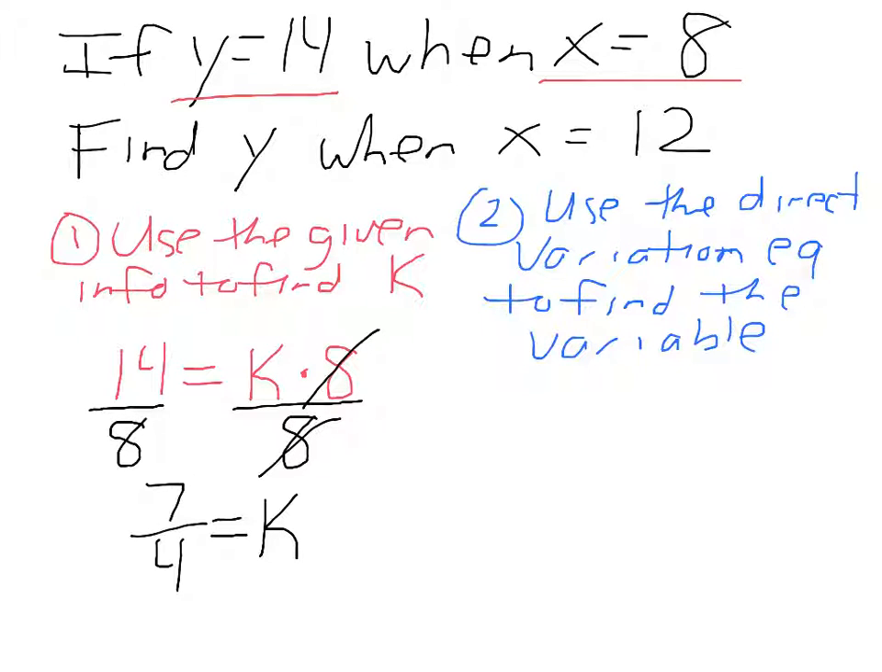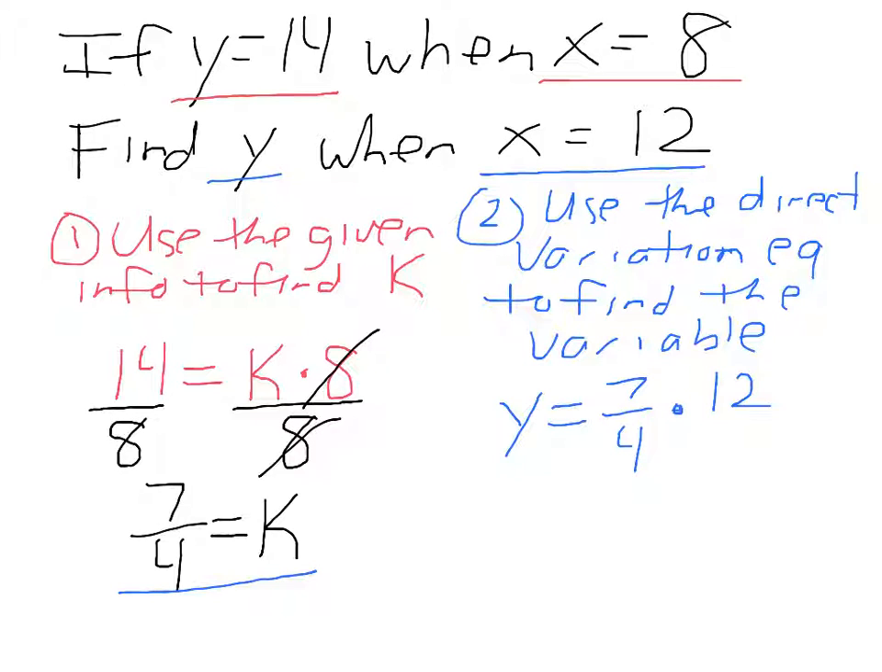I'm again going to use y equals kx. Do I know what y is? No, because that's what I'm trying to find, so I'm going to write y down here. Equals, do I know what k is? Yes. What's k? 7 over 4. I'm getting my k from here. Times, do I know what x is? 12. X is 12, because I'm told x is 12.